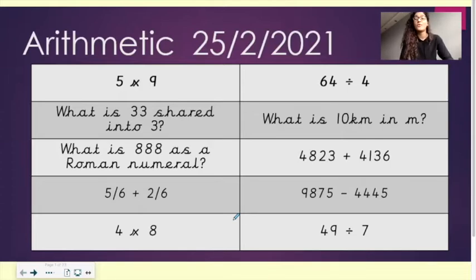4,823 plus 4,136. 9,875, take away 4,445, and 49 divided by 7.